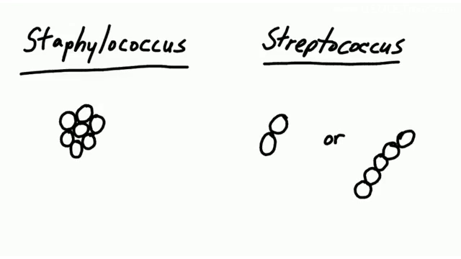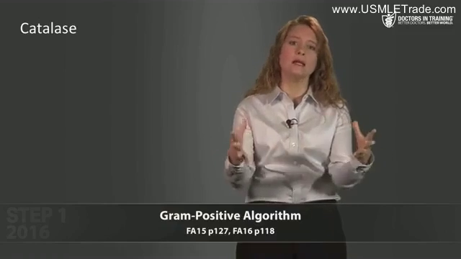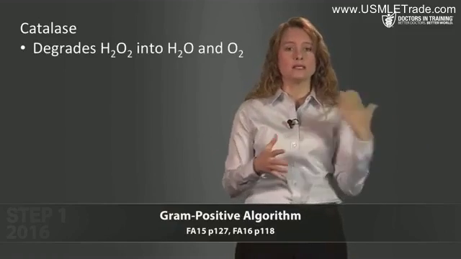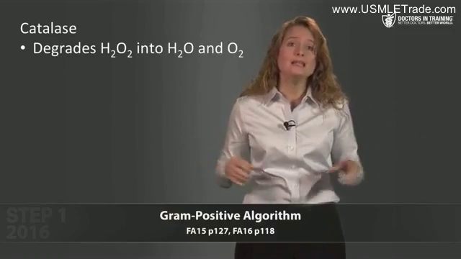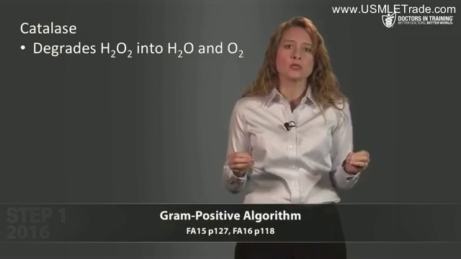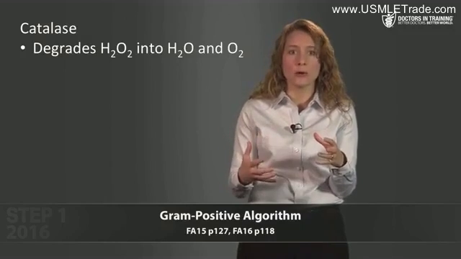This characteristic is very important, so I definitely want you to remember that clusters mean staph and pairs and chains mean strep. But bacterial appearances can be deceiving, so we can do other biochemical tests to differentiate them as well. We do this by looking for catalase. Let's talk about catalase. Catalase degrades hydrogen peroxide into oxygen and water. Hydrogen peroxide is itself toxic to bacteria, and hydrogen peroxide is used as a substrate for creation of the toxic hypochlorous acid through the action of myeloperoxidase.